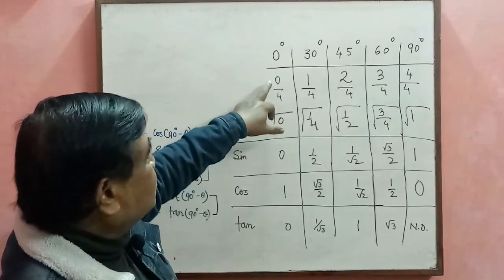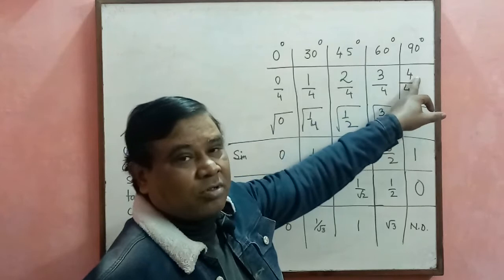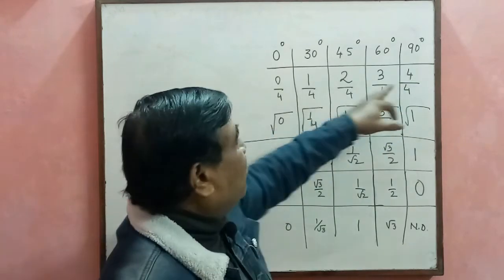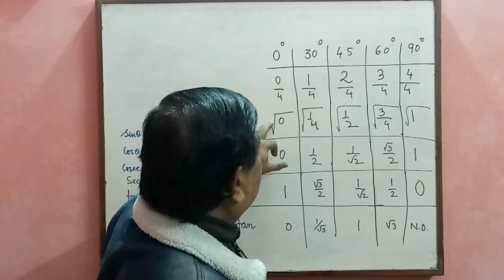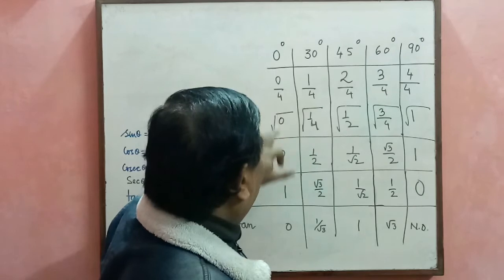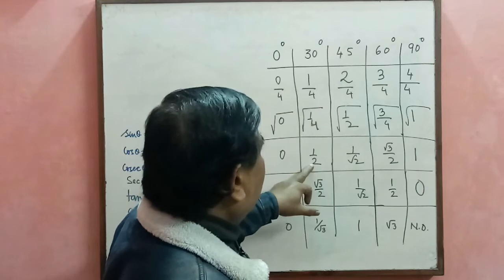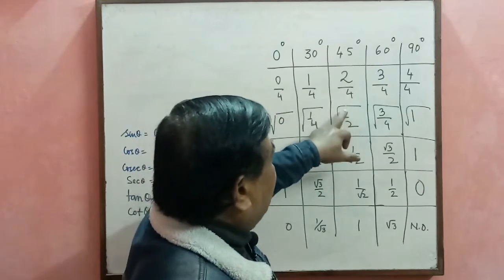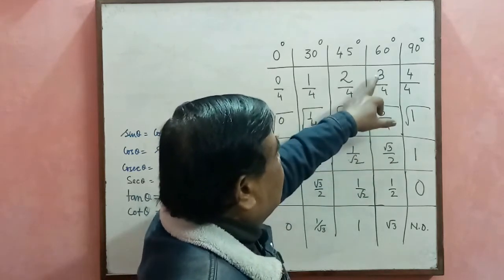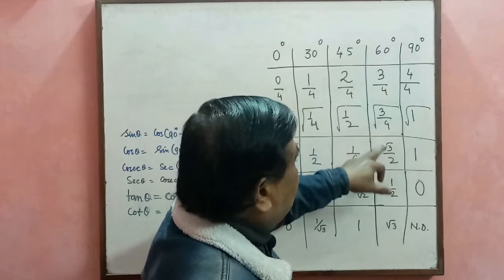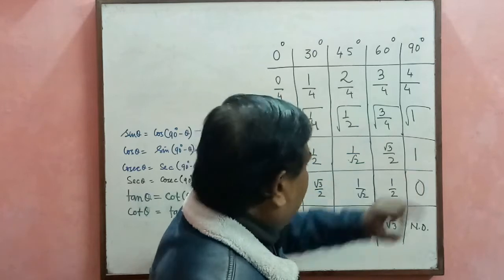Just put 0, 1, 2, 3, 4 and divide all of this by 4. After dividing, you take the square root. 0 upon 4 is 0, and the square root of 0 is 0. 1 upon 4, square root of 1 upon 4 is 1 upon 2. 2 upon 4 is 1 upon 2, and the square root of 1 upon 2 is 1 upon root 2. And 3 upon 4, square root, is root 3 upon 2. 4 upon 4 is 1, and the root of 1 is 1.